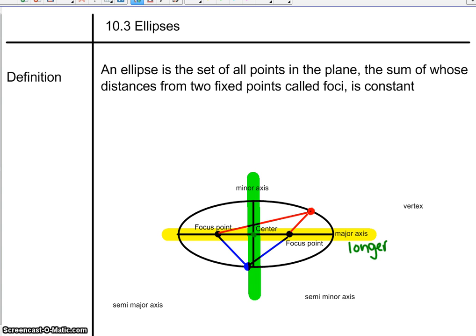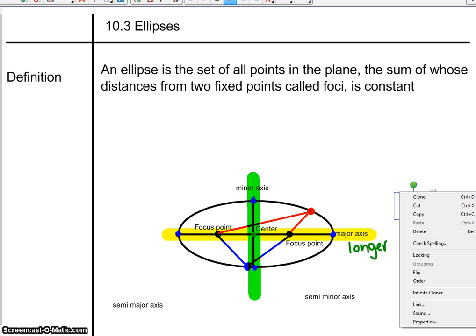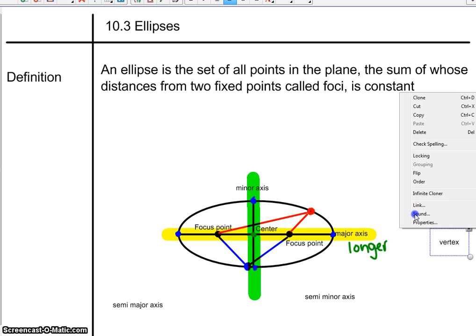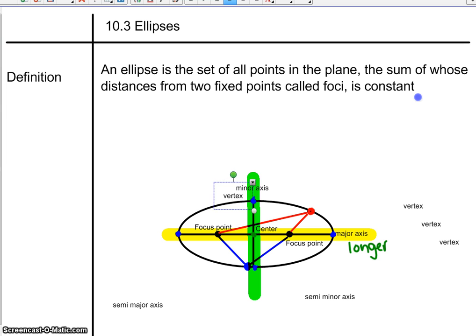Okay, and at the edge of those segments where they intersect my ellipse, those are what we call vertices. So what we're going to have are four vertices with each ellipse. And so we'll get these all set up. I have a vertex there, I have a vertex there, down here, and over here.